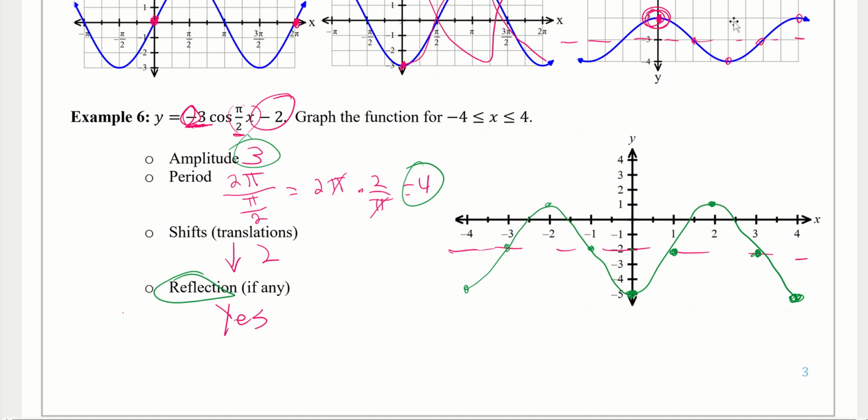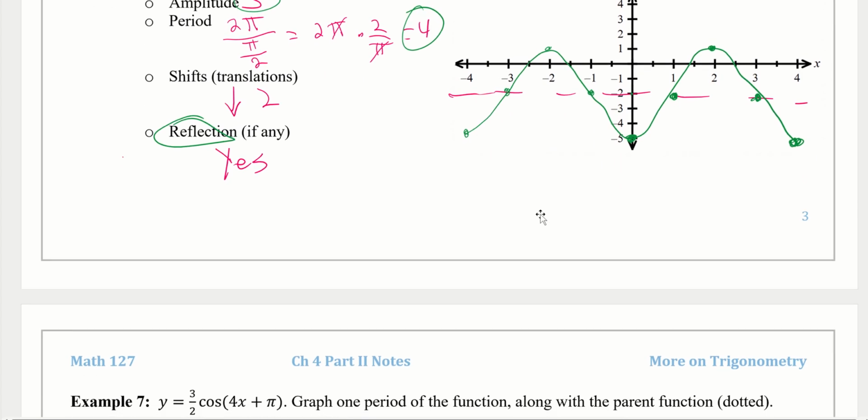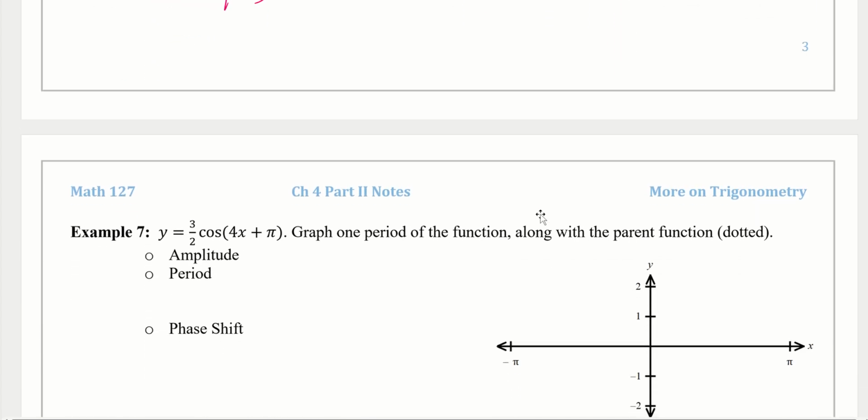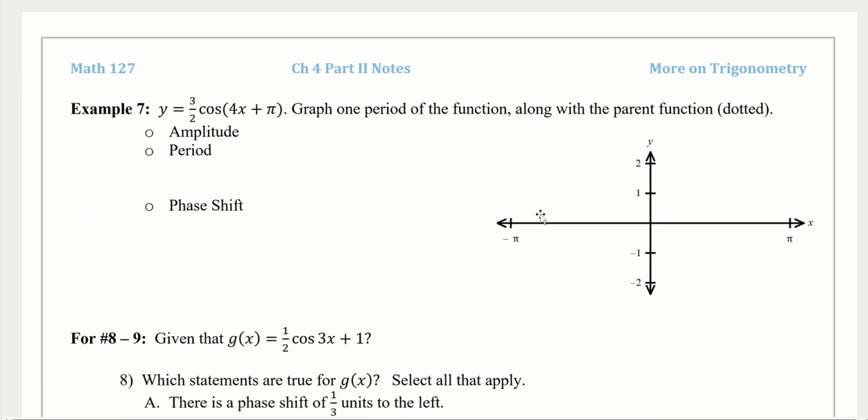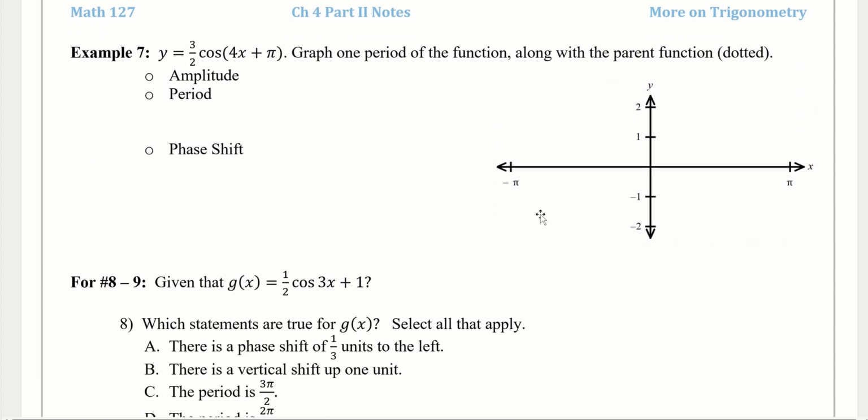Okay, a lot of times you'll want to read here if it gives you the restriction or says 1 period or do the entire graph. If it says do the entire graph, do as much as you can until you run out of the graph. Okay, nice. This guy here, amplitude 3/2.